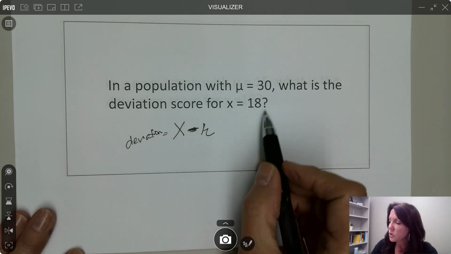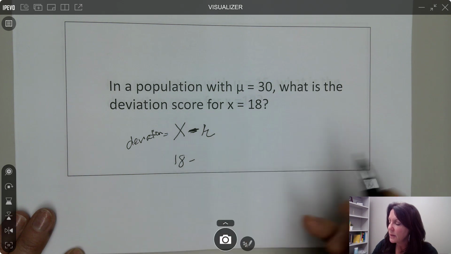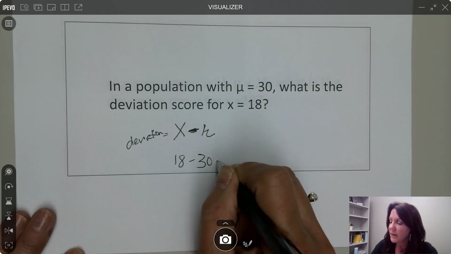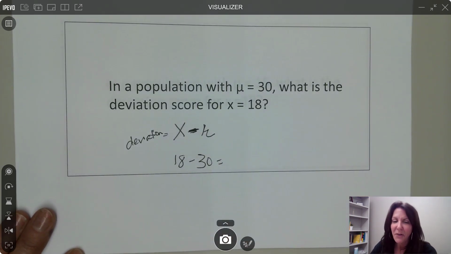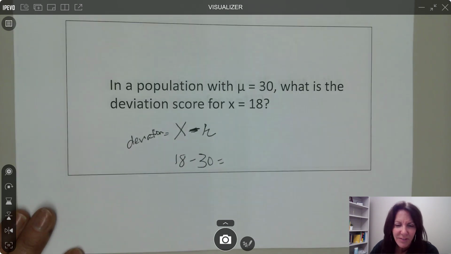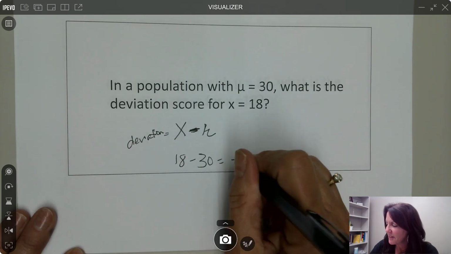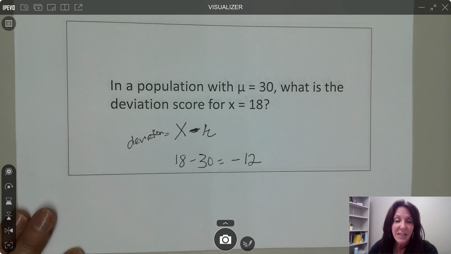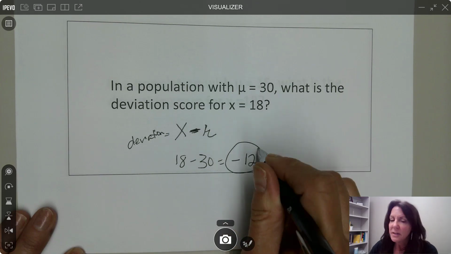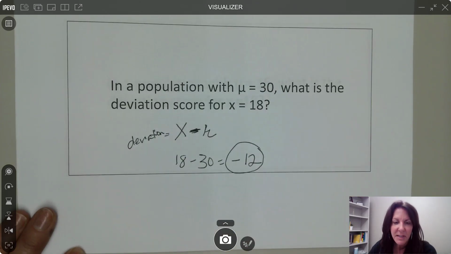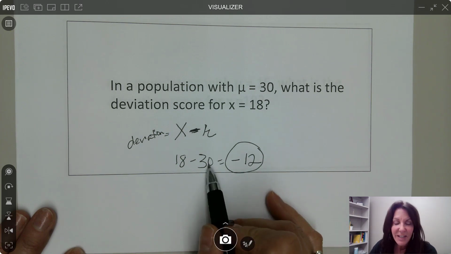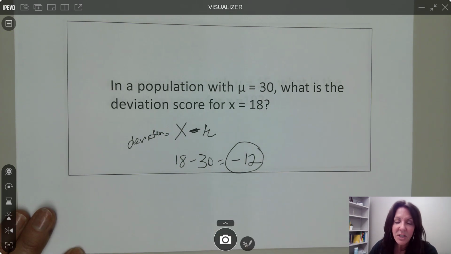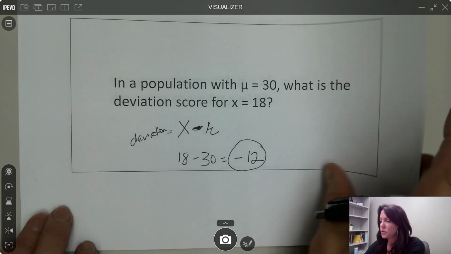So in this case, the score is 18 and the mean is 30. So what is the deviation score? I know I've done this in the past, I've said 12. Well, it's negative 12, right? Because 18 minus 30 is negative 12. When I have a negative deviation score, that tells me that my score is below the mean. The mean is 30, and 18 is less than 30, so it's going to be on the left-hand side of the distribution. All right, that's a deviation score.